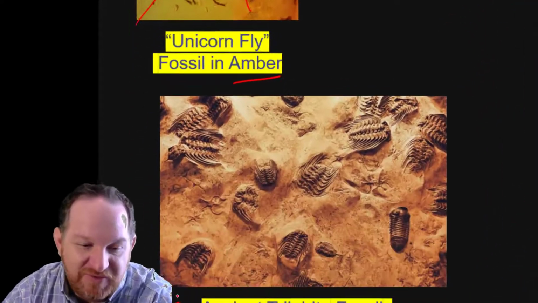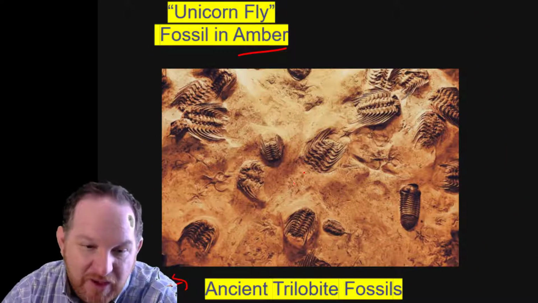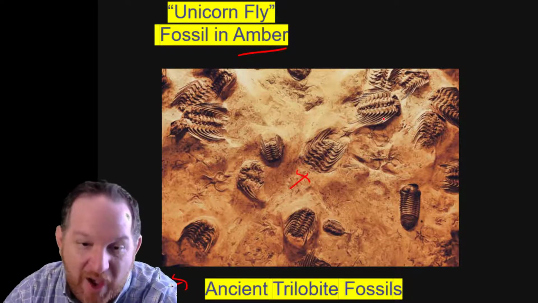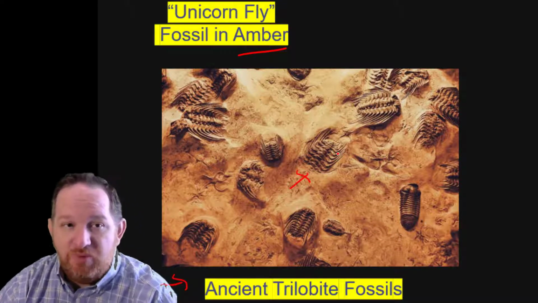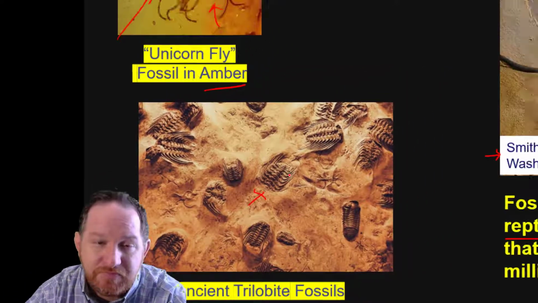Then another fossil that you'll see a lot are these trilobites that are found. These are sort of ancient creatures that we actually have quite a few fossils of them preserved. So how do we know evolution occurred? Because we have fossils of it occurring over time.